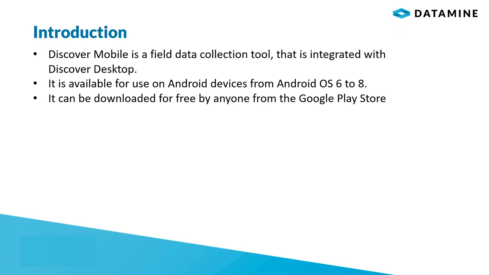So the Discover Mobile application, to start off with, is just available on Android devices. It can work from OS 6 to 8. A lot of people are like, oh, why didn't you get it on iOS? The reason we went Android is the larger market. I think 75% of mobile devices around the world are Android, and there's less of a barrier to entry. So we should have our iOS version out by the end of the year.